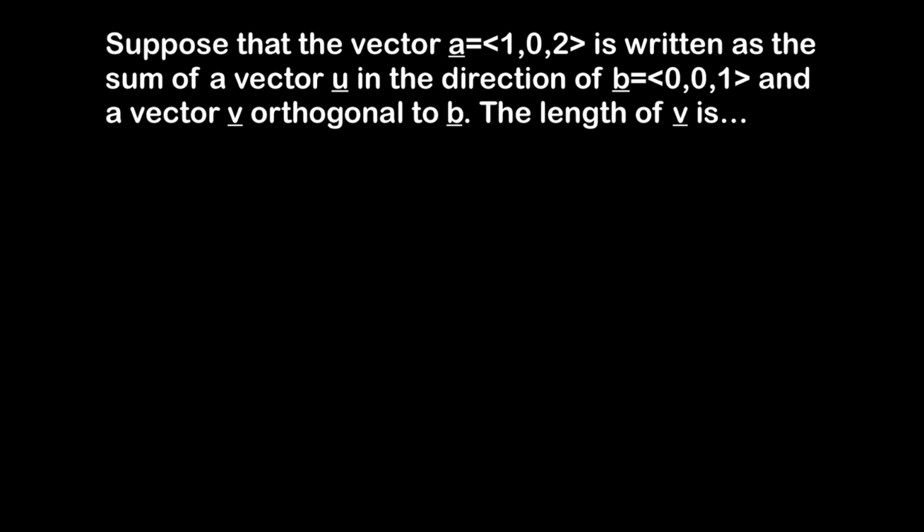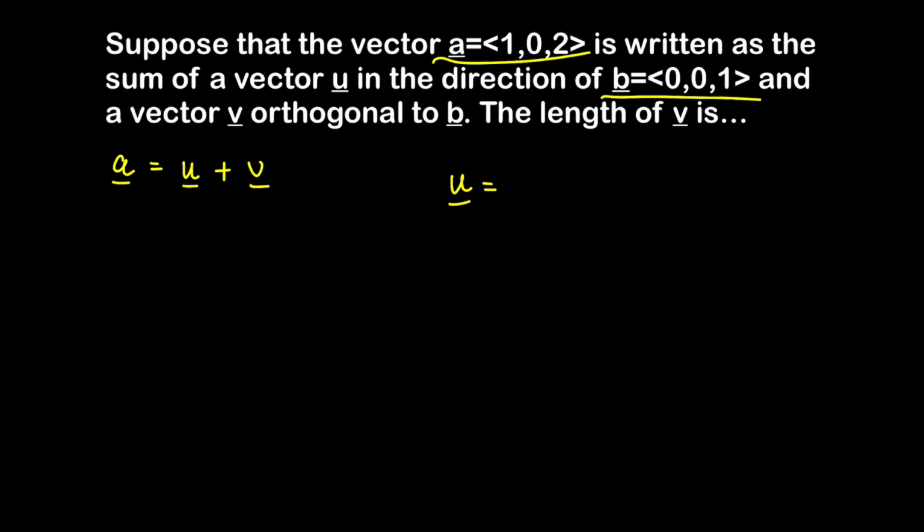Okay, so the first step to solve this is to write all the information that we have in mathematical terms. So we have this vector A, and we have this vector B. And we know that the vector A is equal to the vector u plus the vector v, because it said is written as the sum of a vector u and a vector v. Now, what do we know about the vector u? We obviously know what A's vector is, but we don't know u's. We know that u is in the direction of B.